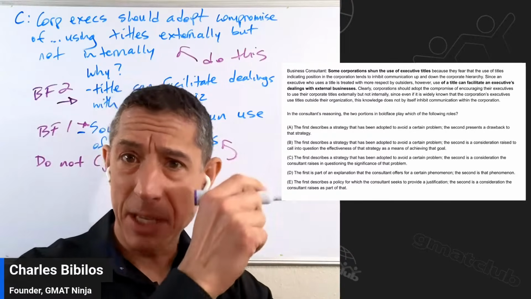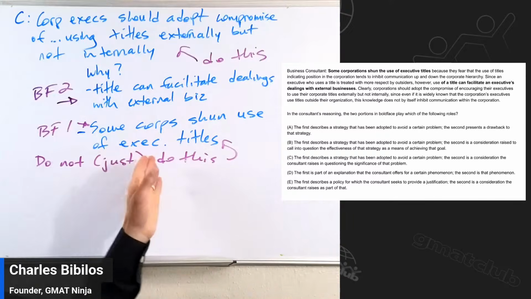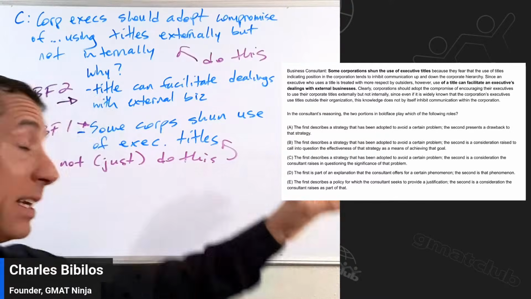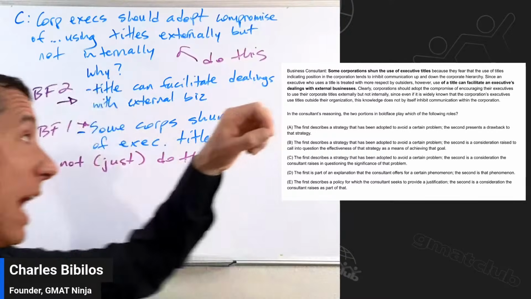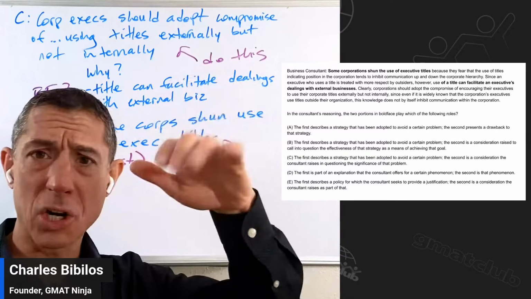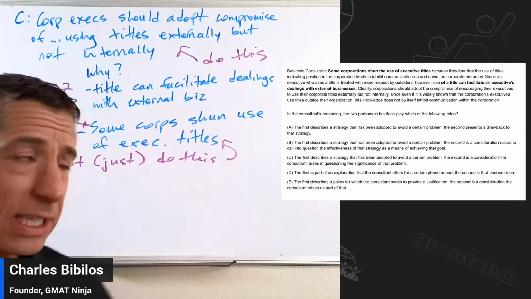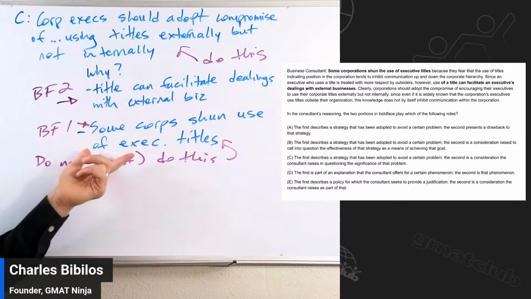So that it tends to inhibit communication up and down the corporate hierarchy. Fine. How does this play into the overall argument? Conclusion, have the compromise, use titles externally, not internally. Why? While the title facilitates dealings externally, not going to hurt things internally if you're using them only externally. And so what role do these play? Boldface 2 supports your conclusion.